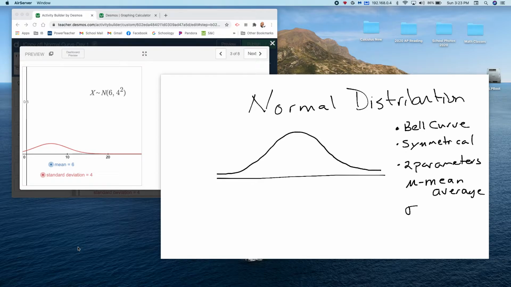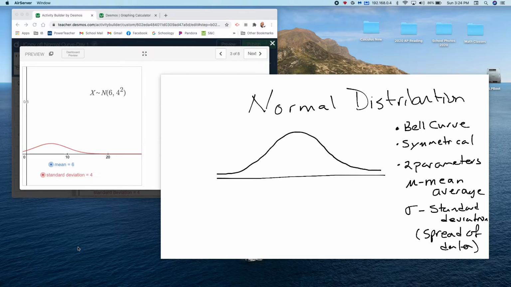The other one is a thing called the standard deviation. And that's really how spread out the data is. Okay, that's how spread the data is. And I should write that a little bit better so you can read it. Okay, so that's the spread of the data.